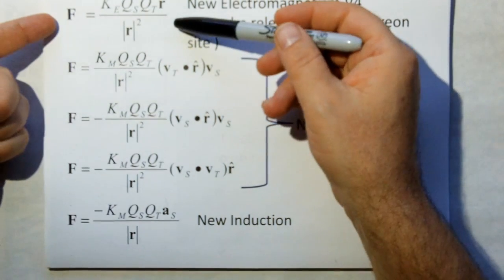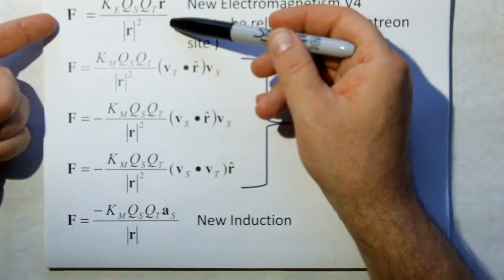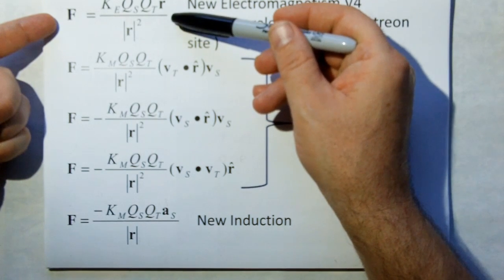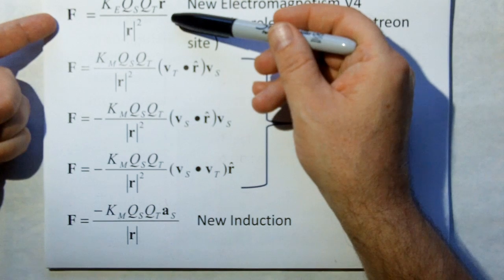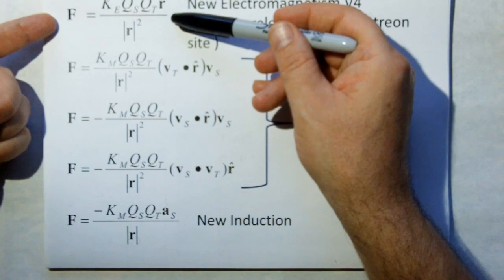First model is Coulomb's model. I don't say law because scientists inappropriately use the word law because it gives young people the impression that these things were handed to us by God on stone tablets. They're not. These are just empirical models, folks.